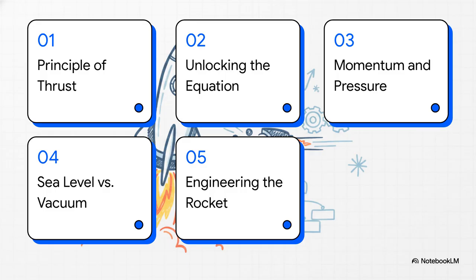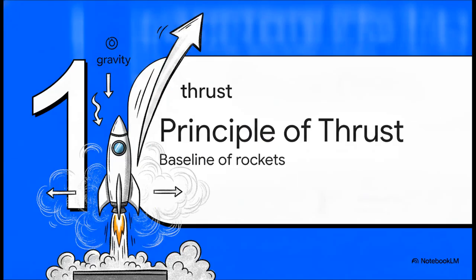Here is our launch sequence for today. We'll start with Section 1, the principle of thrust, move into Section 2, unlocking the thrust equation, and then Section 3, momentum and pressure explained. After that, we'll explore Section 4, sea level versus vacuum, and finally wrap up with Section 5, engineering the perfect rocket. So, Section 1, the principle of thrust, the absolute baseline of rocket science.